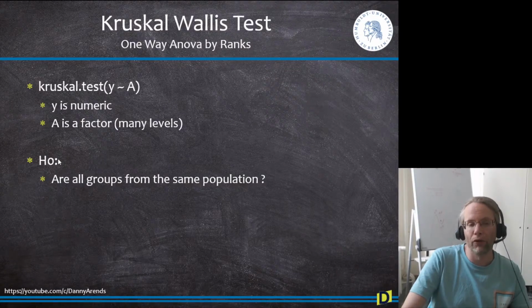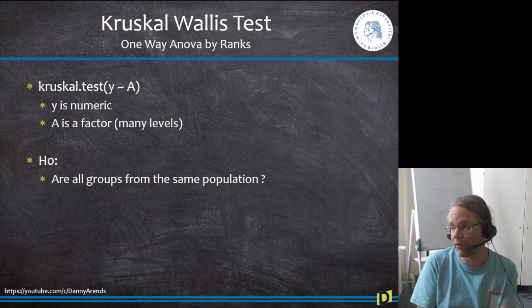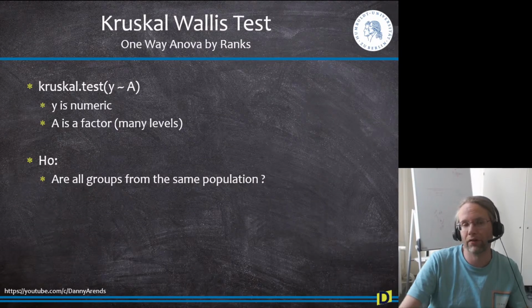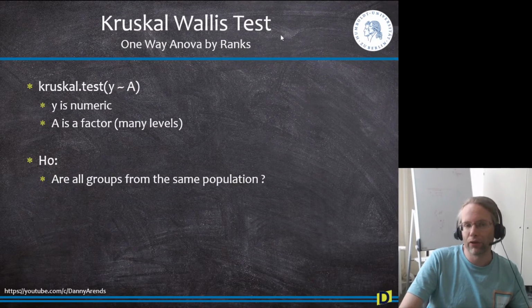Right? And here the underlying hypothesis is, are all groups coming from the same population? Right? So the question here is, is there any group which is different from the other groups? That is kind of the question. So hey, Mann-Whitney U is the equivalent to a t-test, like the Kruskal Wallis test is to the ANOVA.